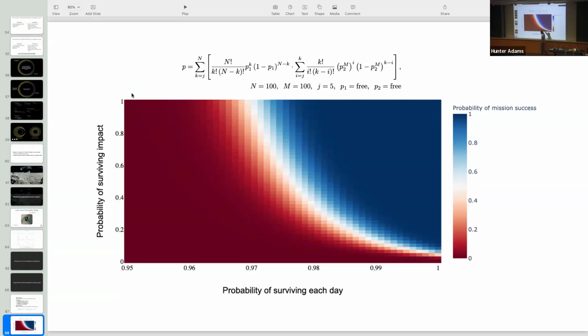Assuming these ranges of probabilities, this heat map shows our likelihood of mission success. So it's a very different way of thinking about spacecraft mission assurance. This is not the way that you would generate mission survival probabilities for a conventional satellite. It's a very different way of thinking about that problem.